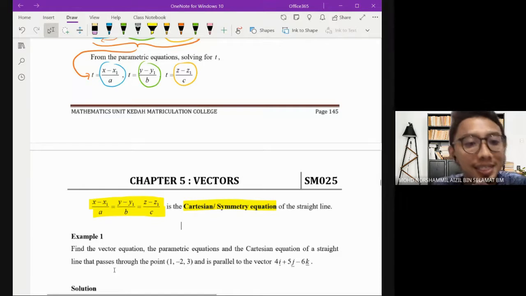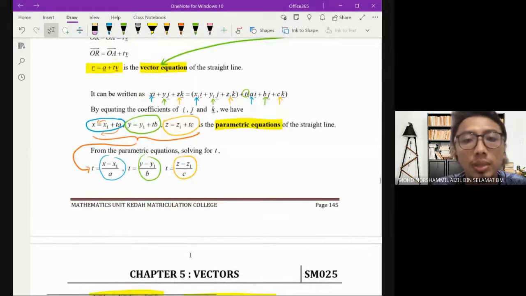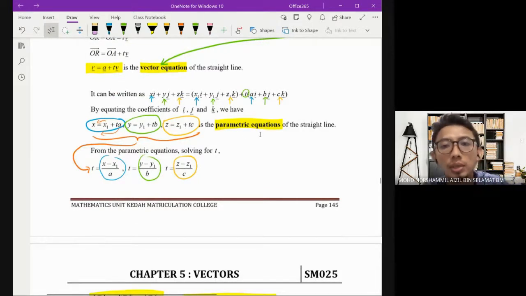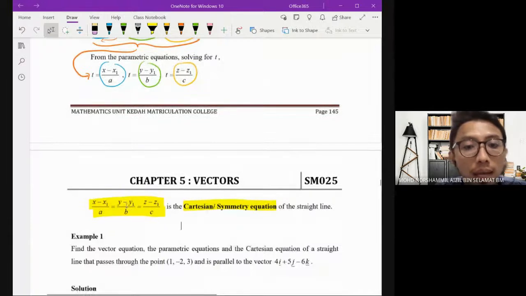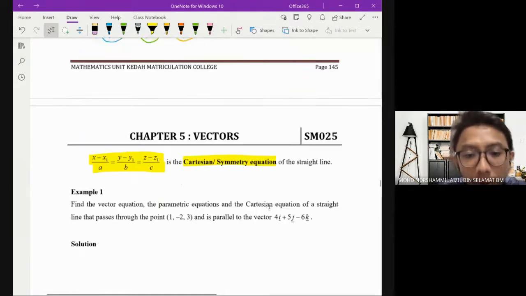Got it? There are three names, guys. In vectors, a straight line has three names. You must understand: vector equation, parametric equation, Cartesian or symmetric equation. It's like quadratics, if you still remember: there are three ways to solve a quadratic. You can use your calculator, factorization, completing the square, or, what's the other one, the formula. All three are the same thing but with different names. Same in this situation. So vector equation: R equals A plus TV. Parametric equation: X, Y, Z each as subject in terms of T. And the last one, we get rid of T, leaving only X, Y, Z. That one we call Cartesian symmetric equation of a straight line.